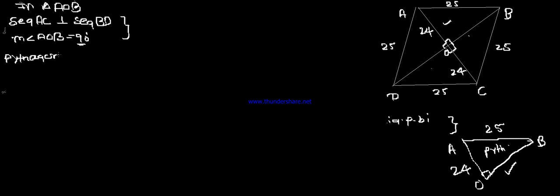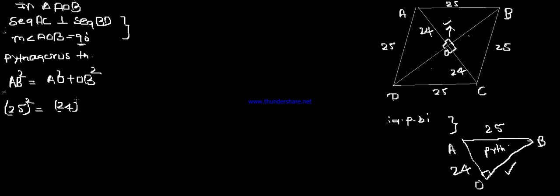So by the Pythagoras theorem, now you can easily tell me by looking over here, the side opposite the 90 degree angle is the hypotenuse. So what you will write: AB square, hypotenuse square, is equal to AO square plus OB square, right? Now what is your AB? It is 25. What is your AO? It is 24, and the OB is yet to be found.